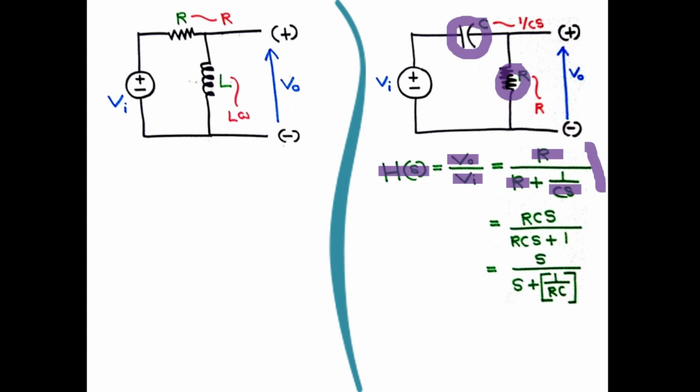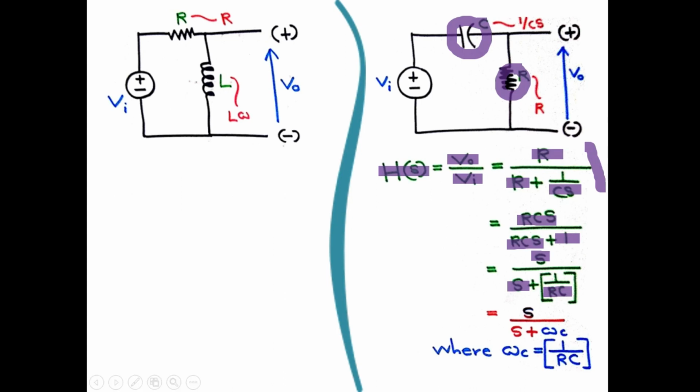Then we can rearrange this as RCs over RCs plus 1. We can rearrange again as s over s plus 1 over RC. And we can simplify this term by substituting omega c instead of 1 over RC. We come to the expression s over s plus omega c for this circuit.